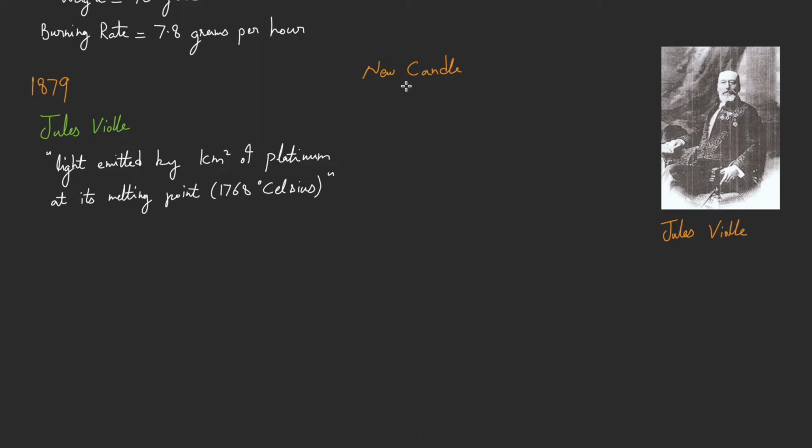The new candle, the definition was the value of the new candle is such that the brightness of the full radiator at the temperature of solidification of platinum, basically this temperature 1768 degrees Celsius of platinum is 60 new candles per square centimeter.